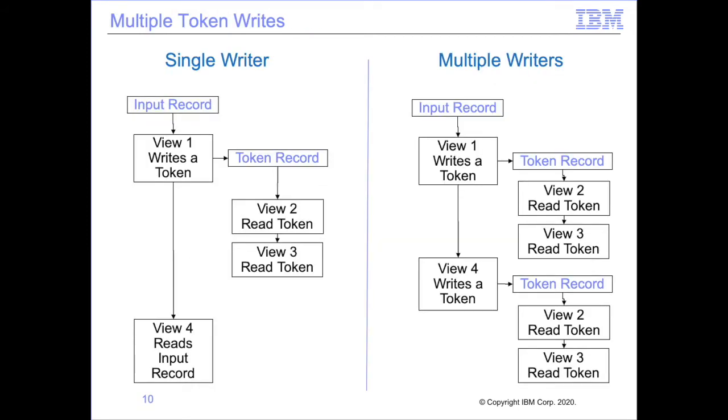Multiple views can write tokens, but because tokens can only contain one record at a time, token reader views must be executed after each token write. Otherwise, the token would be overwritten by a subsequent token write view. In this example on the left, a single view, view 1, writes a token, and views 2 and 3 read the token. View 4 has nothing to do with the token, reading the original input record like view 1. On the right, both views 1 and 4 write to the token. After each write to the token, all views which read the token are called. In this way, token views can be used to explode input record files like pipes.